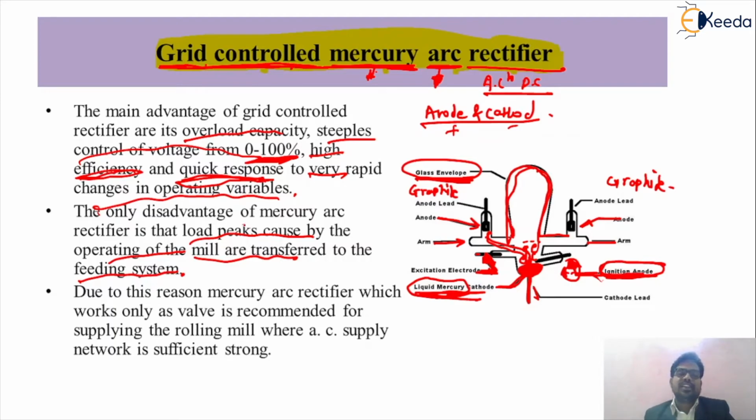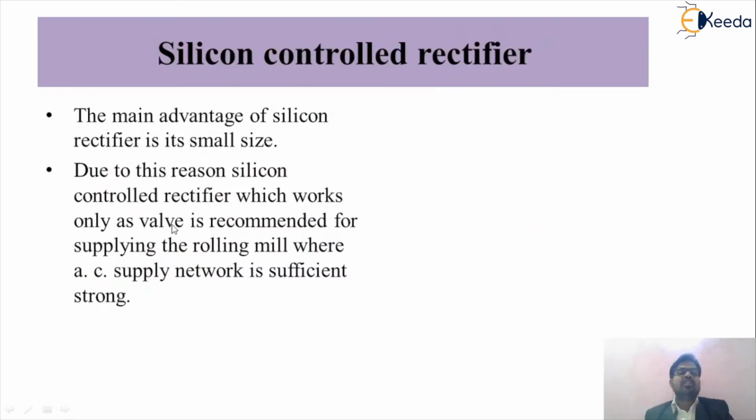After that, friends, we move towards the next type of rectifier, because after 1970 there was a rise in rectifier systems. The different disadvantages of the mercury arc rectifier were overcome by a very popular device, called the silicon controlled rectifier. Nowadays we prefer this type of rectifier, which is called the SCR.